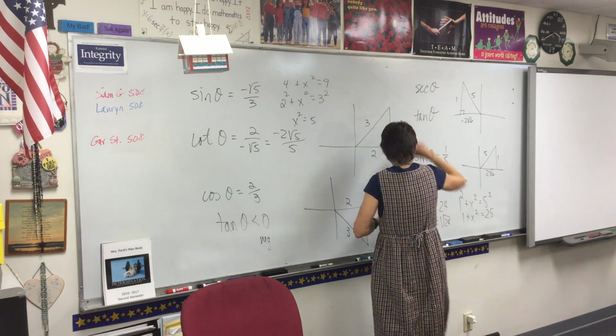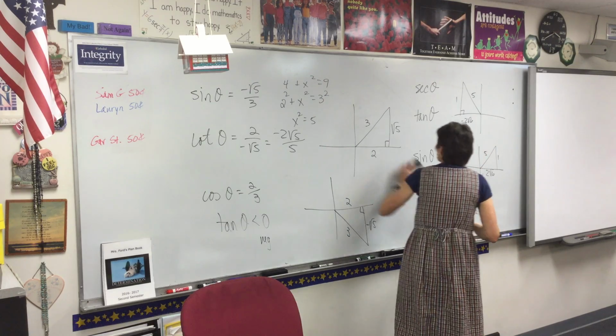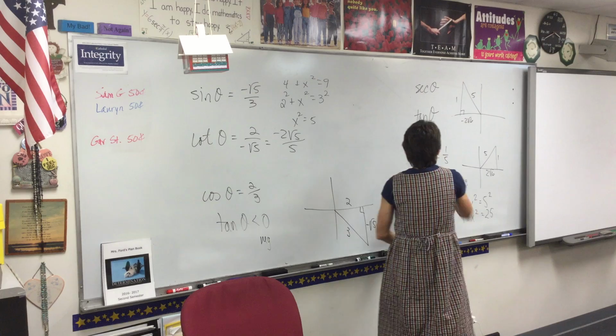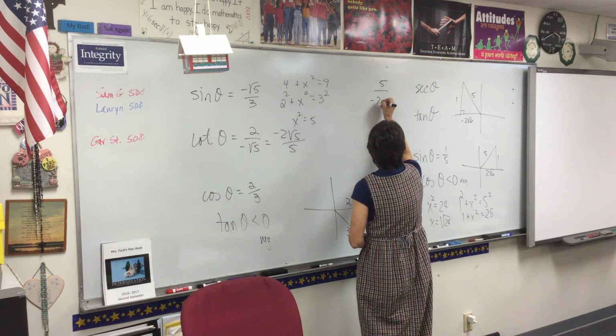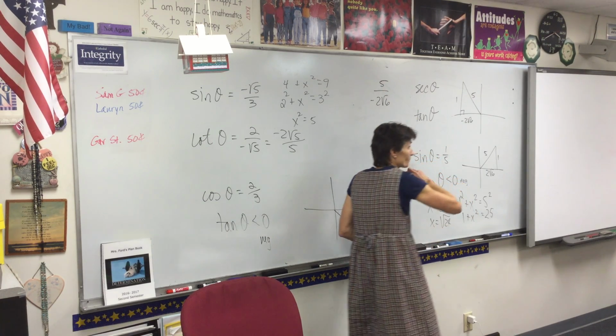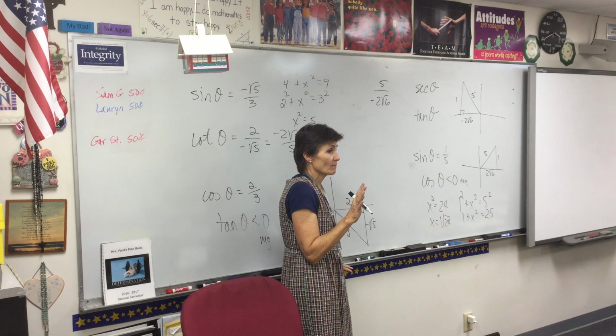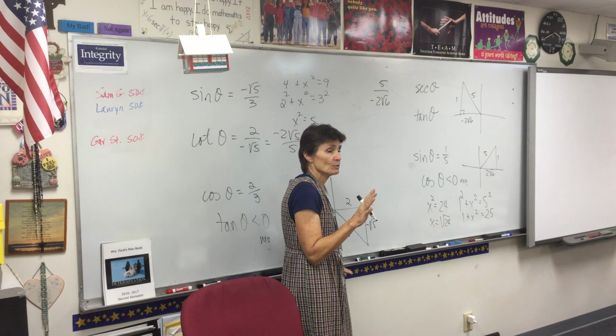So secant. What will secant be? Cosine. Yep, it's a reciprocal of the cosine. So it would be 5 over negative 2 root 6. All right, I want everybody paying attention. Okay, so everybody got that written down? Negative 5 over 2 root 6.